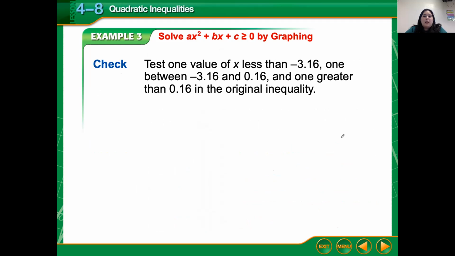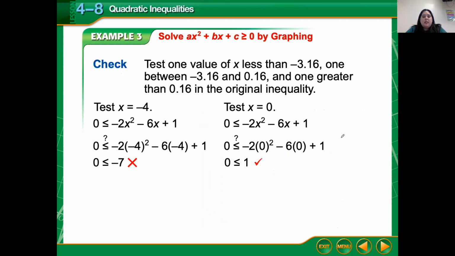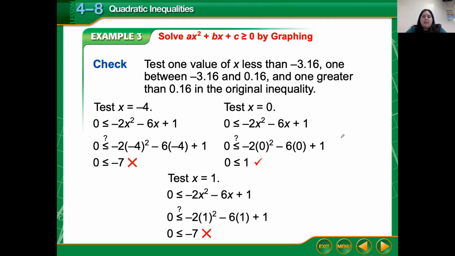And of course, you can always check these. We're going to pick a value that's less than -3.16, one that's between -3.16 and 0.16, and then another one that's greater than 0.16. So we test -4, and we find that doesn't work. We test 0, it does work, and then we test 1, and we find that it doesn't work. So it only exists between the two values.